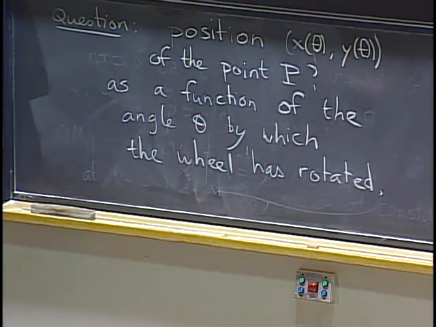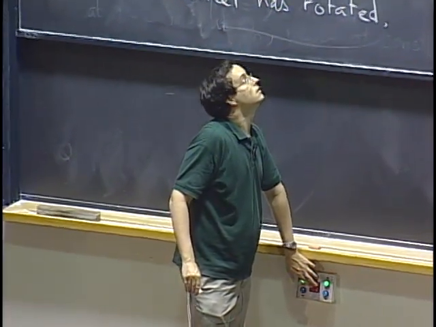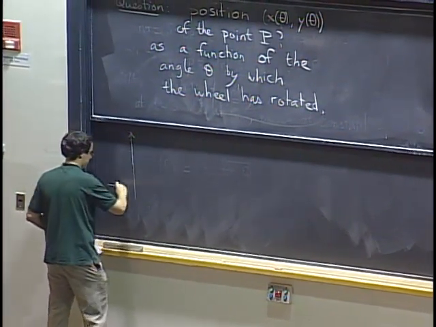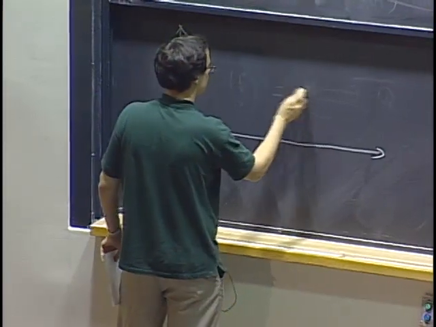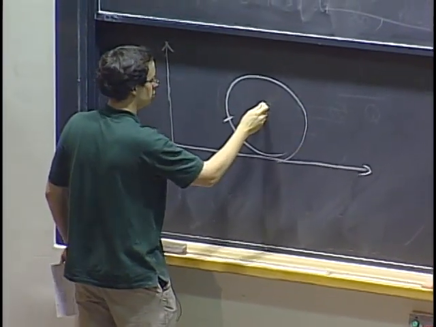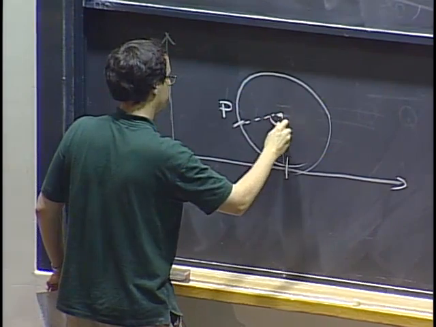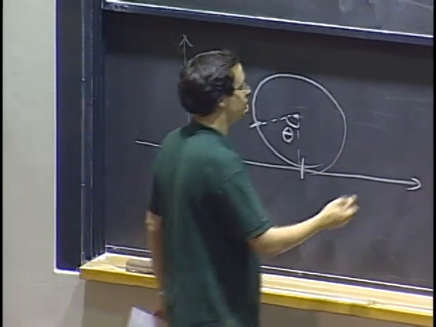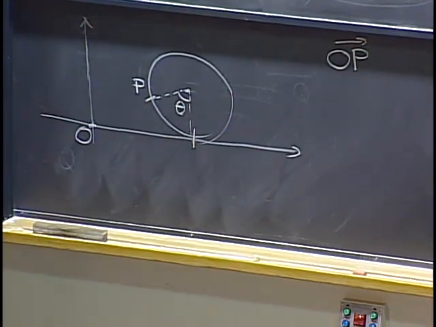So how are we going to do that? Well, because we're going to try to use our new knowledge, let's try to do it using vectors in a smart way. So let me draw a picture of the wheel after things have rotated by a certain amount. So maybe my point P now is here. And so the wheel has rotated by this angle here. And I want to find the position of my point P. Okay? So the position of this point P is the same as knowing the vector OP from the origin to this moving point.